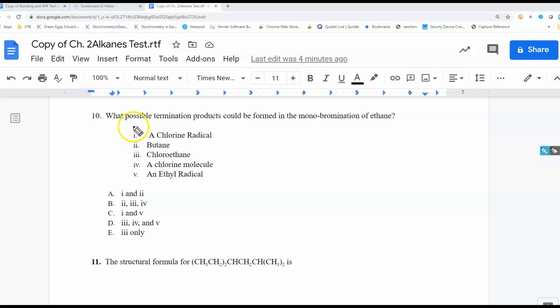Would we have a chlorine radical? No, we would not have a chlorine radical. Would we be able to make a butane? Butane would be made of CH3CH2 plus a CH3CH2. Yeah, that would work. So double I is correct. Chloroethane. This looks like I changed the question but didn't change the answers.